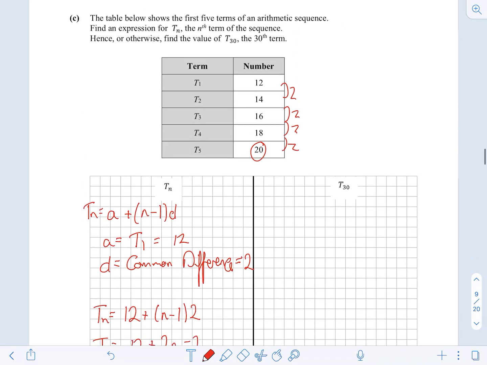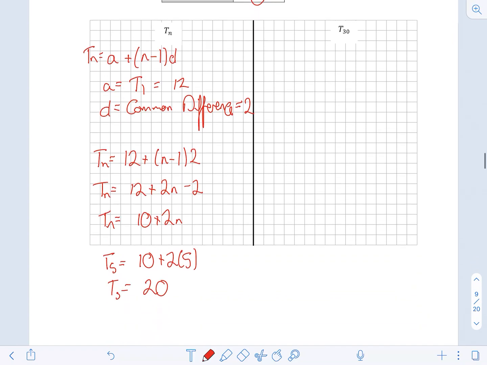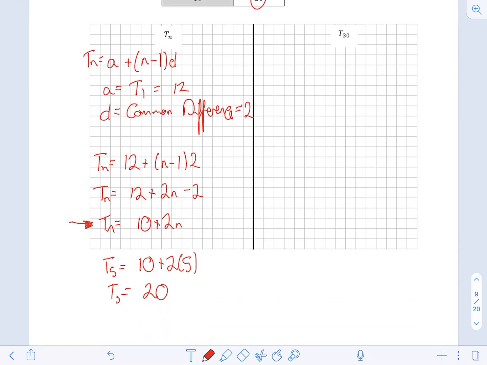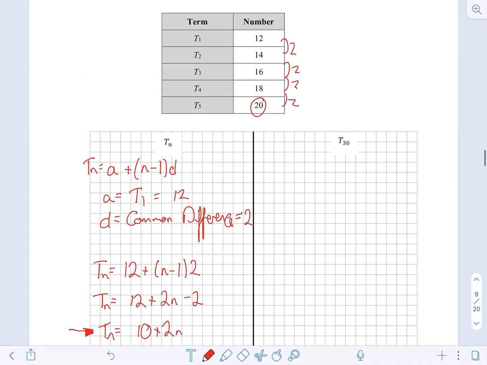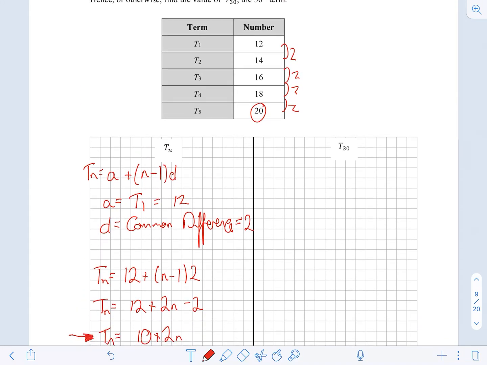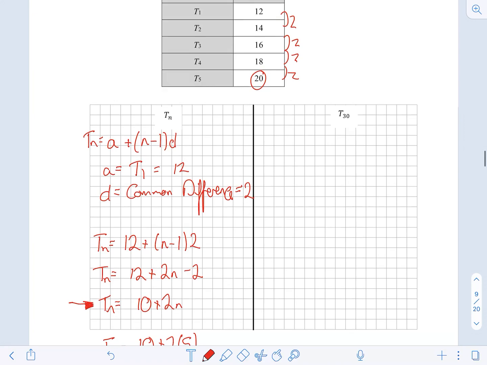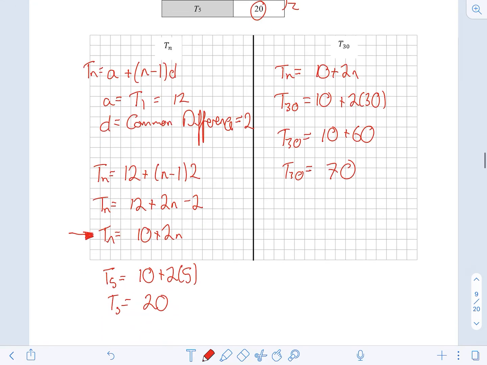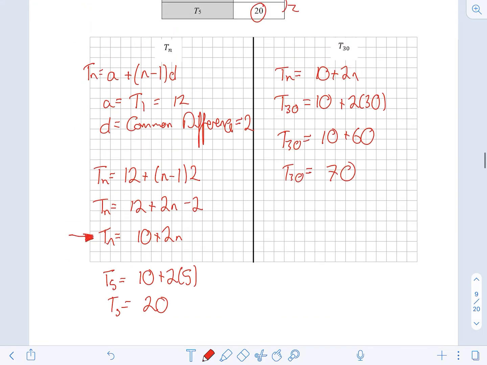So T30 on the next line. Same rule applies as last question. The question ends there, okay? Right, T30. So we have our formula: Tn is equal to 10 plus 2n. So T30 must equal 10 plus 2 times 30. So T30 must equal 10 plus 60. So T30 must equal 70. And that's question 5 dealt with.